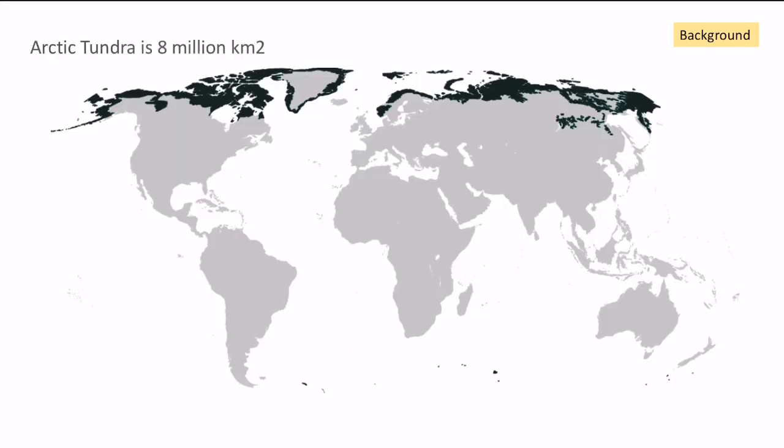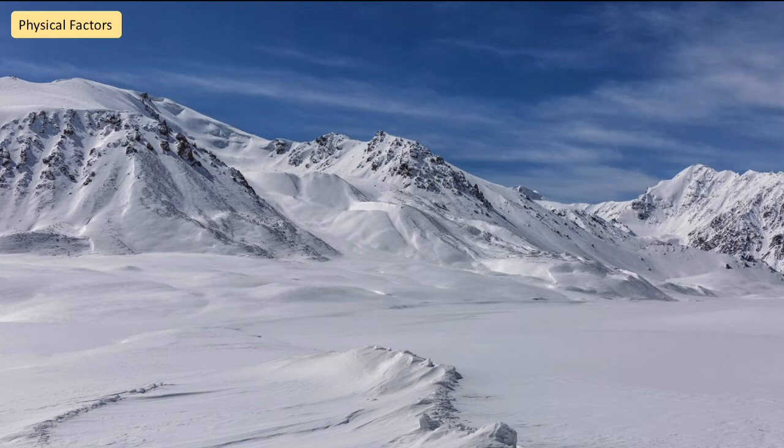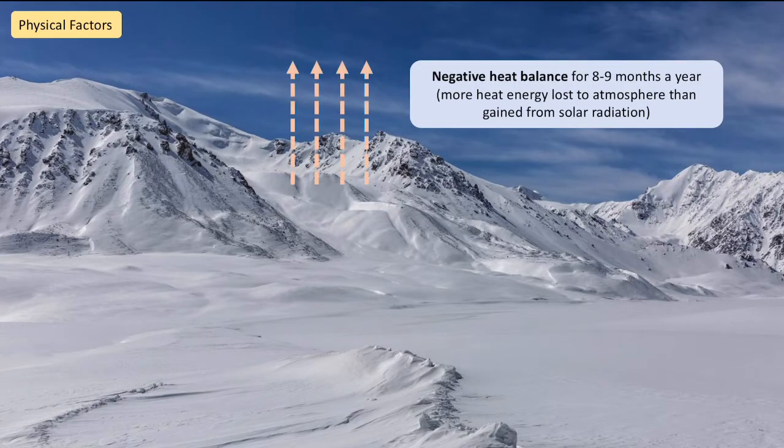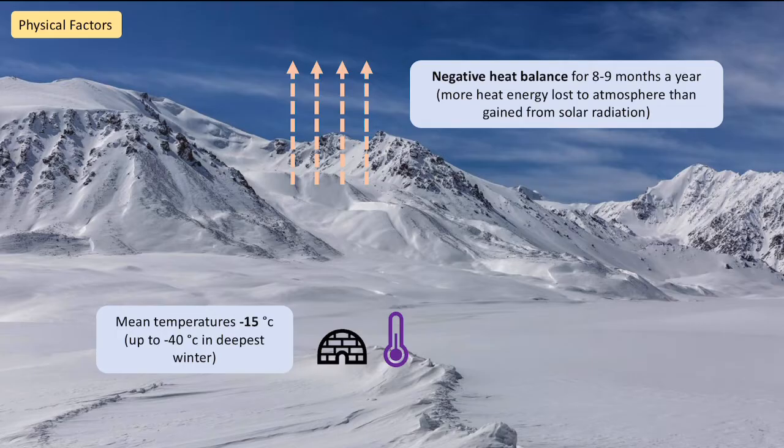It's a major biome that covers 8 million kilometers squared and can be found in northern Canada, Alaska and Siberia. In terms of physical factors, the obvious thing to notice is that it's an area where the temperatures are incredibly low. This is largely due to the fact that it has a negative heat balance for 8 to 9 months a year, so more heat is actually lost to the atmosphere than is gained to the surface from solar radiation. Because of that, the temperatures are extremely low, so minus 15 degrees C is an average temperature, but it can get as low as minus 40 in the deepest winter.